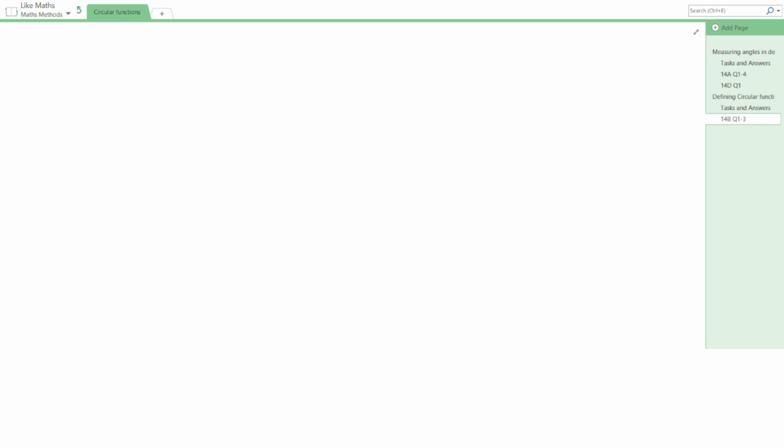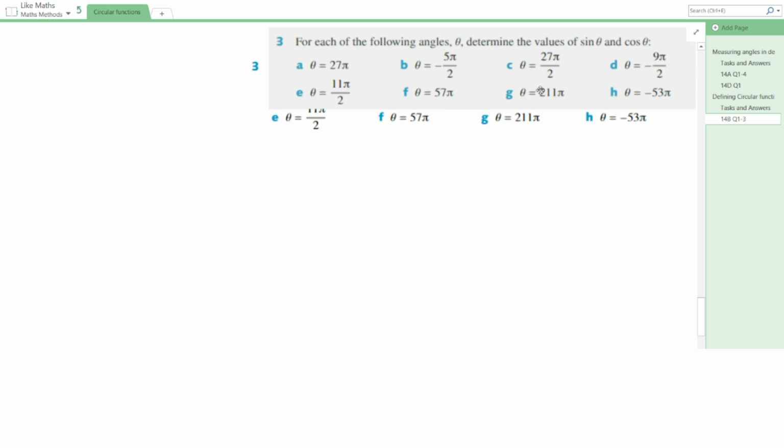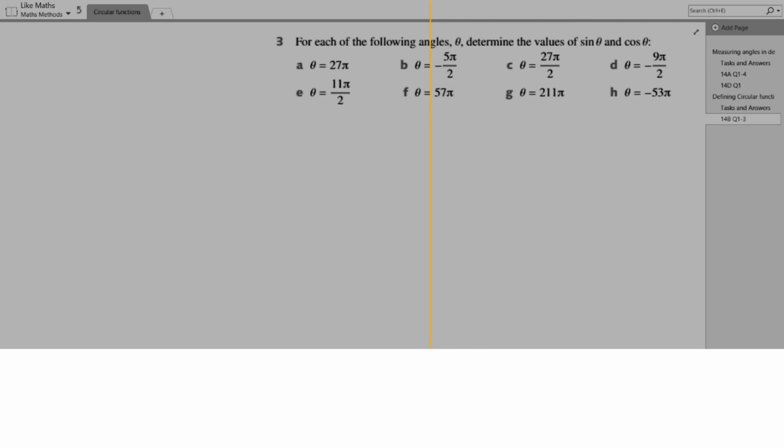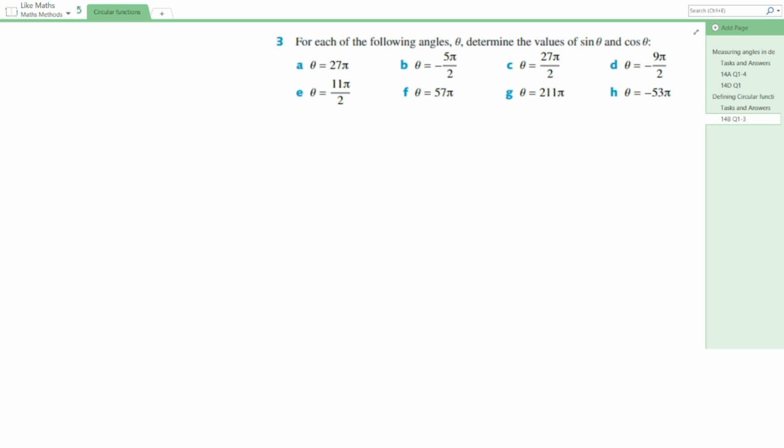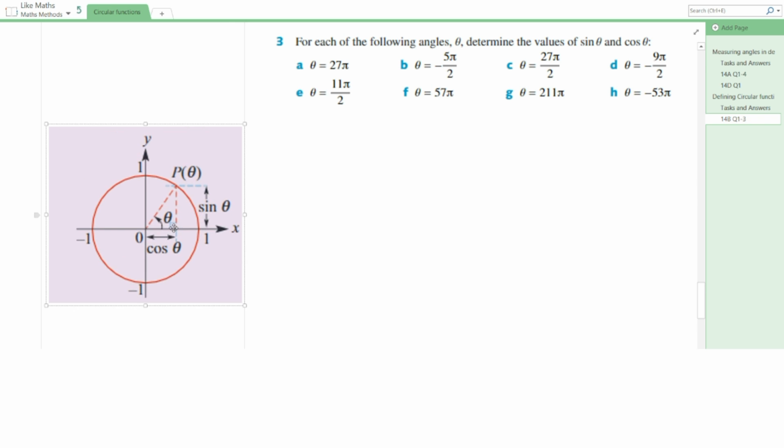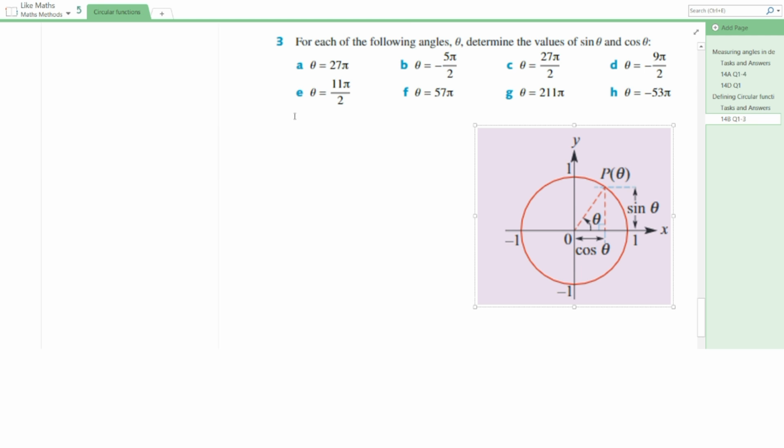Exercise 14B, question 3. This is asking us to find, for each of the following angles theta, determine the values of sine theta and cosine theta, or I like to call it the hamburger. Now, probably a useful diagram from the textbook on page 488 is this one, so make it a bit bigger, which will help in solving this.